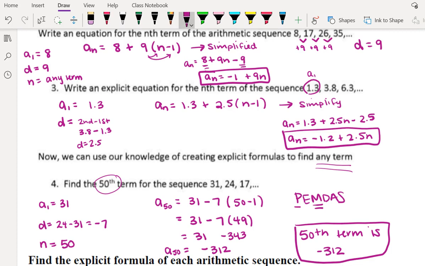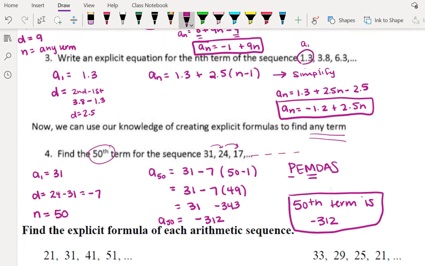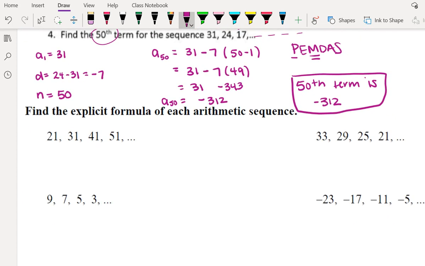Now you have to ask yourself, does that make sense? Well, yeah, these numbers are decreasing, going down, going down. I only have a couple of values left to go, decreasing by 7, before I start getting negative. And this is going to get more and more negative. So this number being as large and as negative as it is, it makes sense that it would be that way.